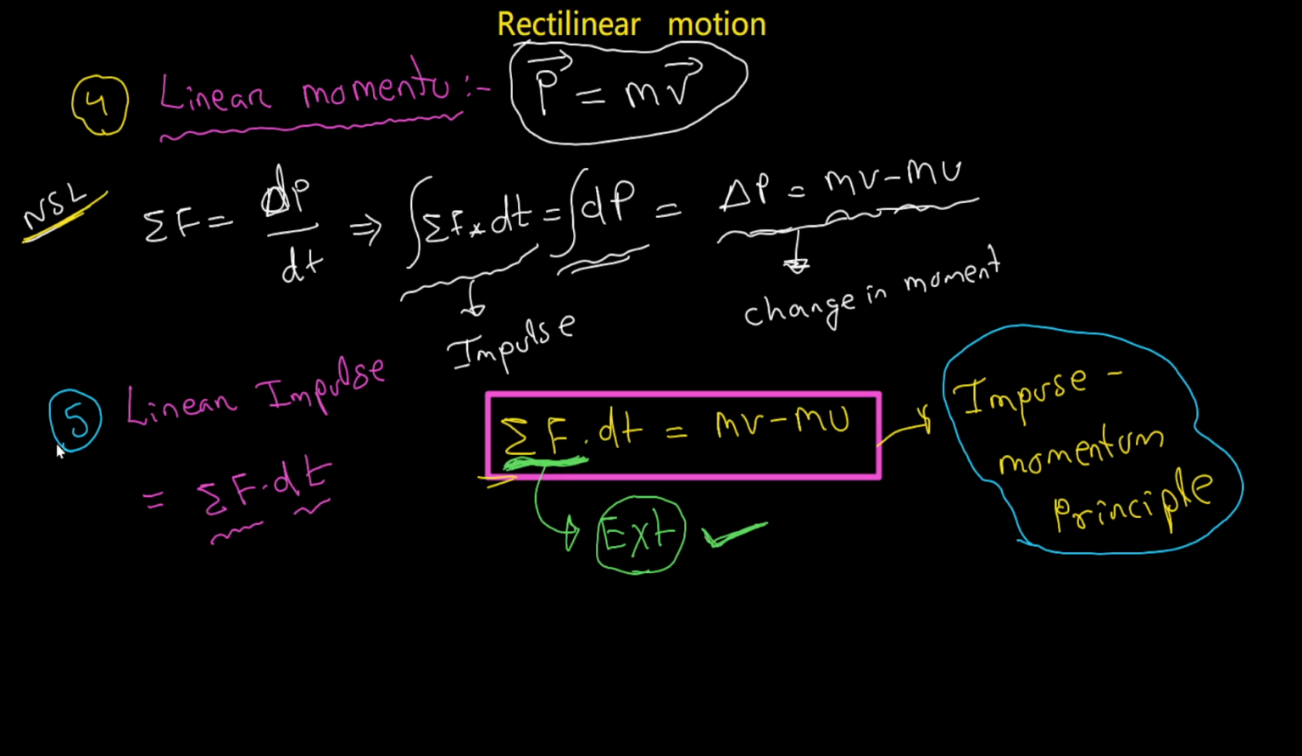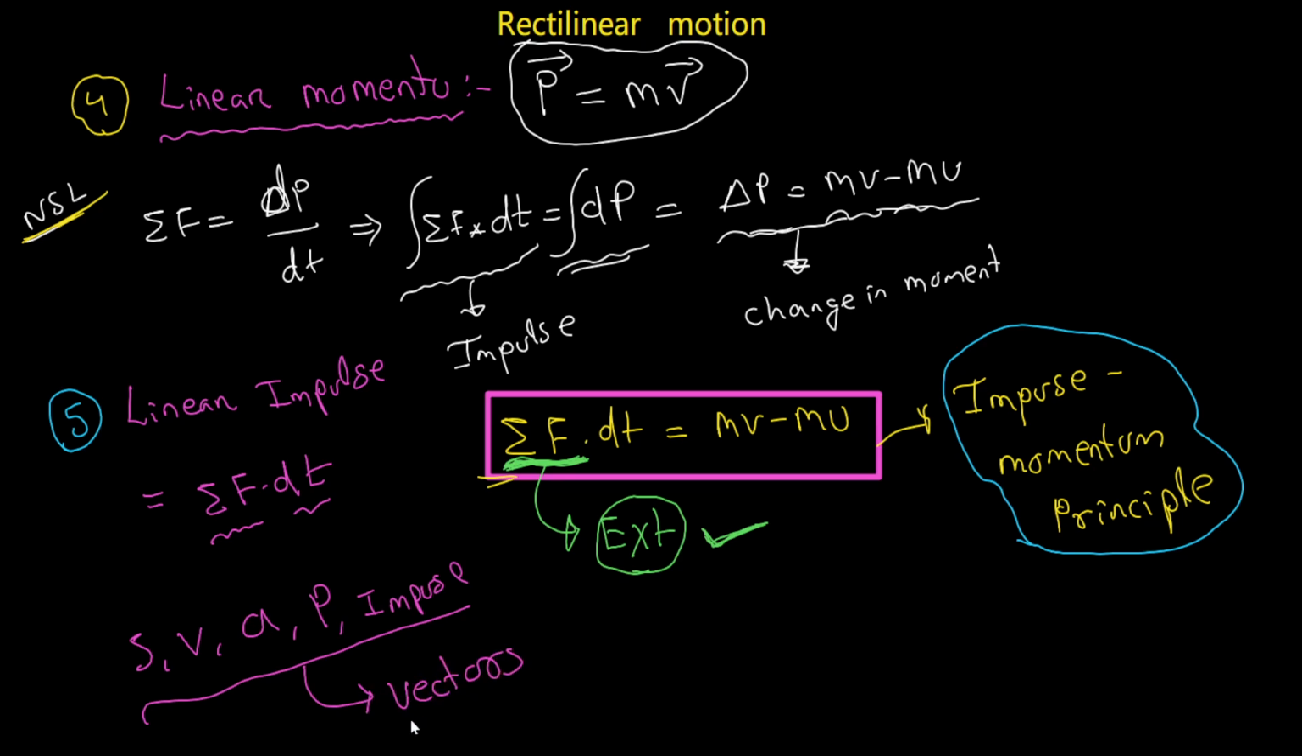Up to these five terms: displacement, velocity, acceleration, linear momentum and impulse, these five are vectors, so you have to take care of the direction. And in the calculation of impulse, the net force is not an inertia force; I'm talking about external force. Another five more terms have to be discussed. This one is the fifth term.